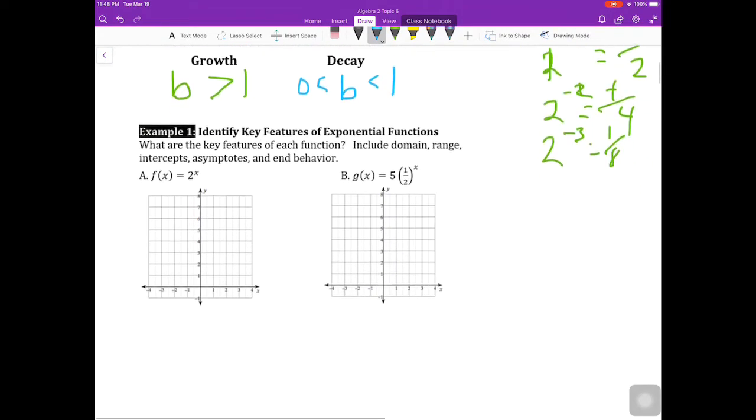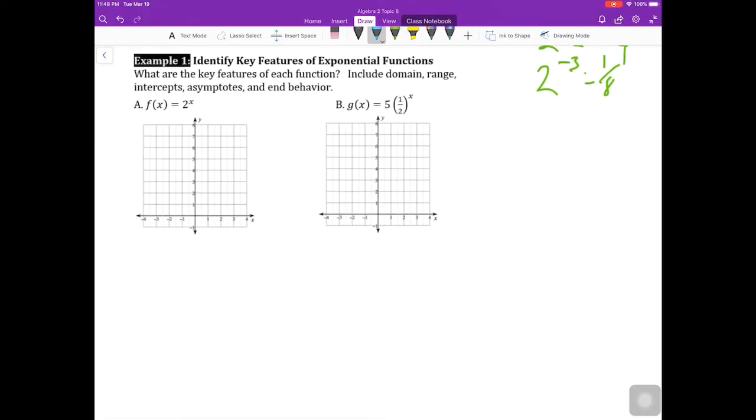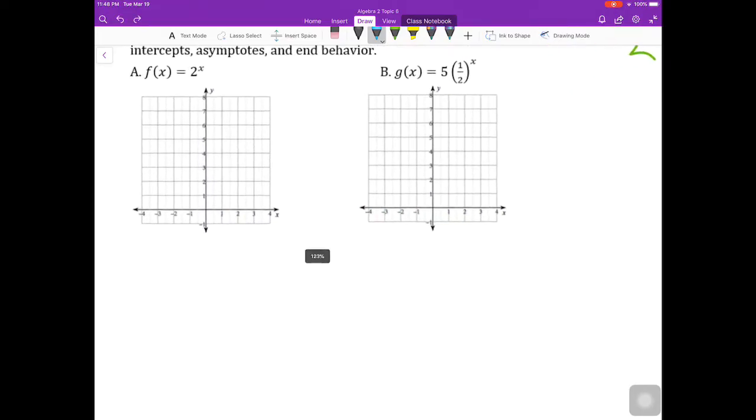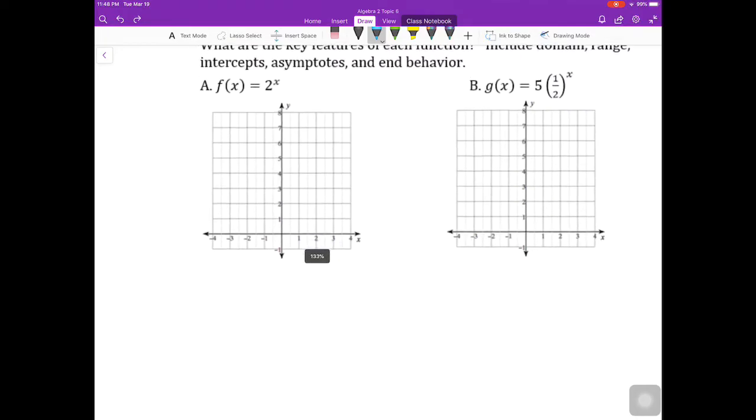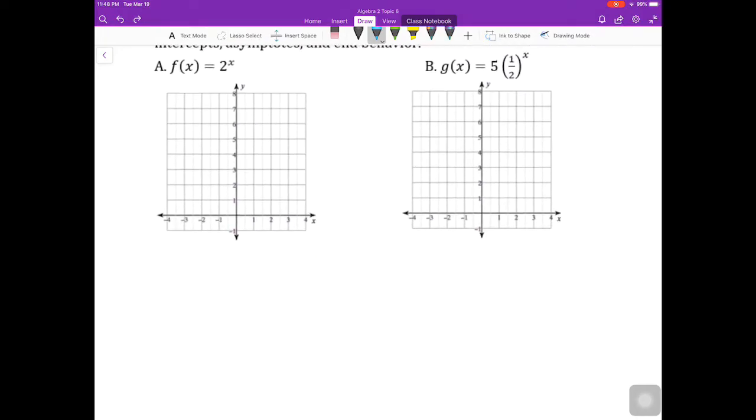So for example 1, there's a lot of key features that we are going to take into account here. The first is whether we're looking at decay or growth. And that is all going to be told to us by the equation that we're given. So if we look at this, 2 to the x, this is a growth function because b is greater than 1. So in this case, b equals 2 and a equals 1.